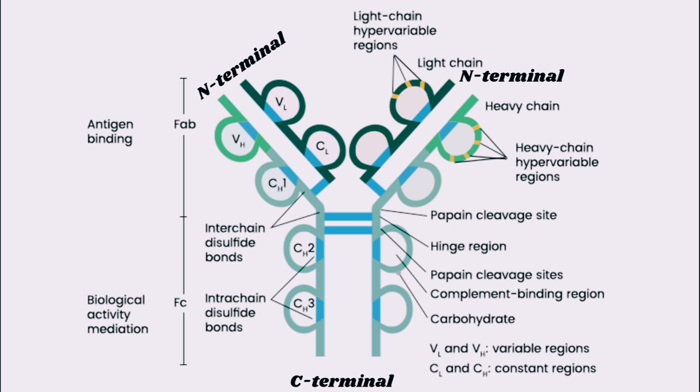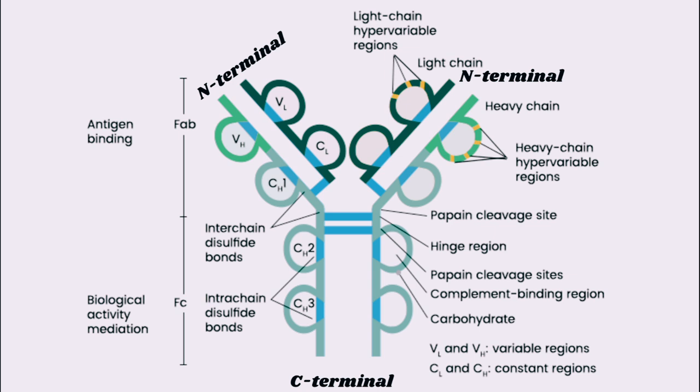All of these heavy and light chains are held together, or glued together, by disulfide bonds. Disulfide bonds are covalent bonds which glue both the heavy and the light chains. There will also be interchain disulfide bonds among the heavy chains themselves or the light chains themselves. So the chains are brought together by these disulfide bonds.